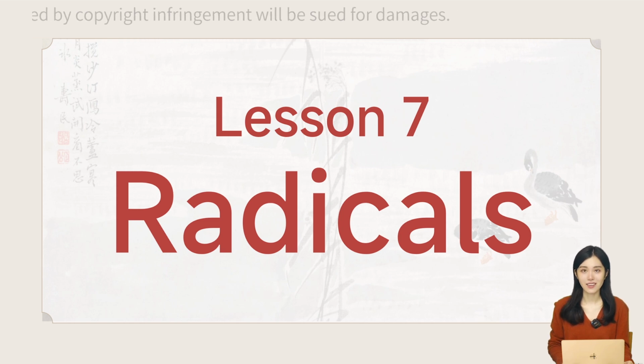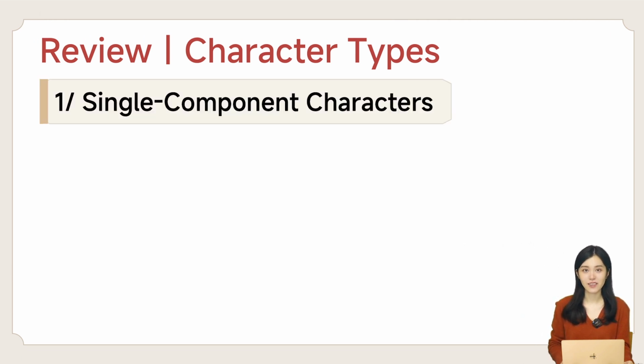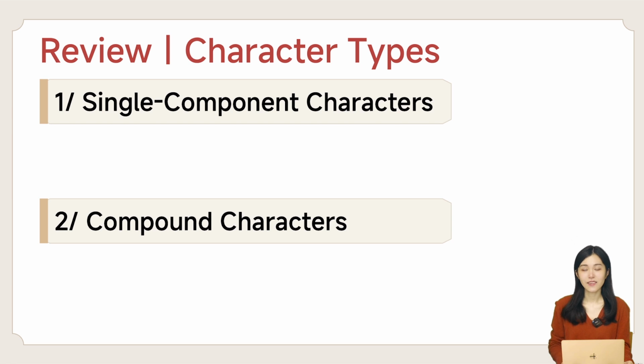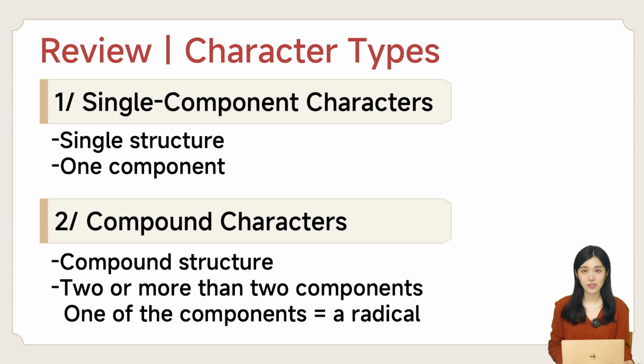Before we start this class, let's review what we learned in the last class. We know there are two types of characters: single component characters and compound characters. Single component characters means the character is made of a single structure or only contains one component. Compound characters means the character is made of a compound structure or contains two or more components, and one of the components is called a radical.